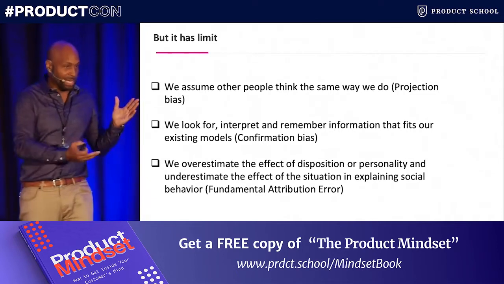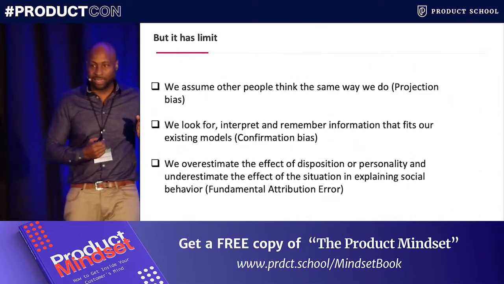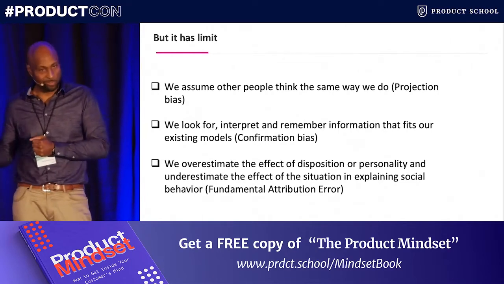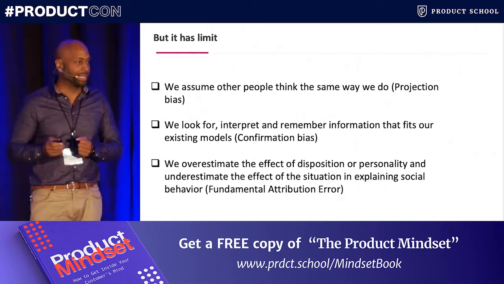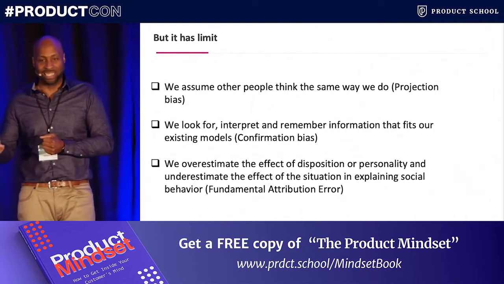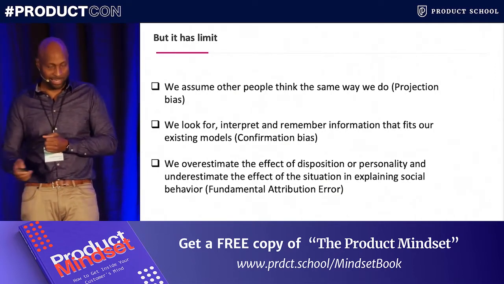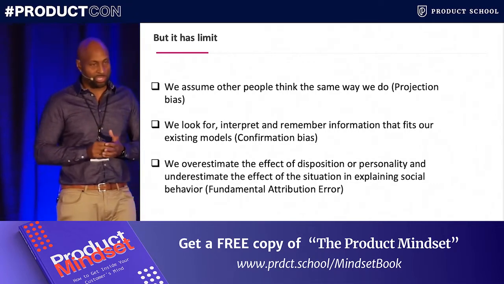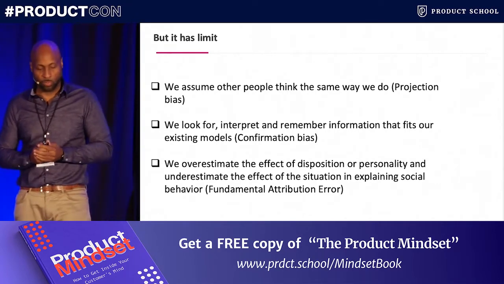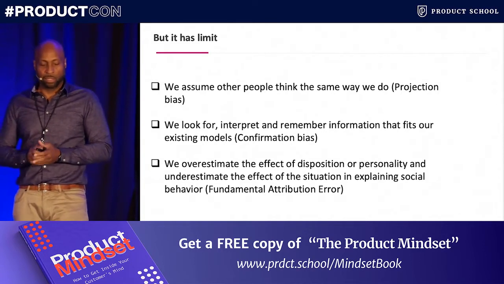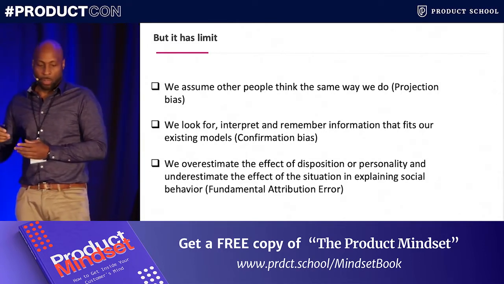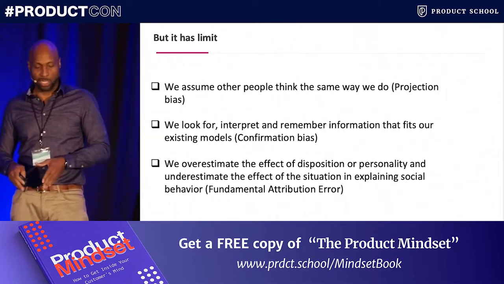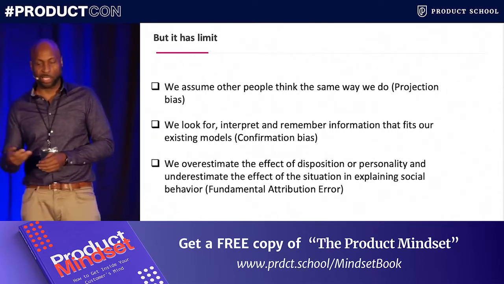So we did a great job making this business model, and now we're going to go out and try to prove that our business model is right. That's confirmation bias. No, you want to go out and learn what the need is and change your business model to fit that need. Fundamental attribution error. We overestimate the effect of disposition or personality, and we underestimate the effect of the situation in explaining social behavior.